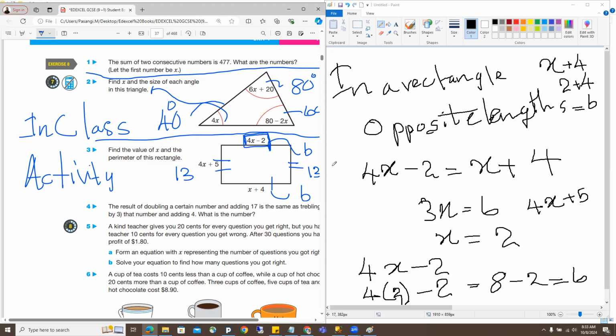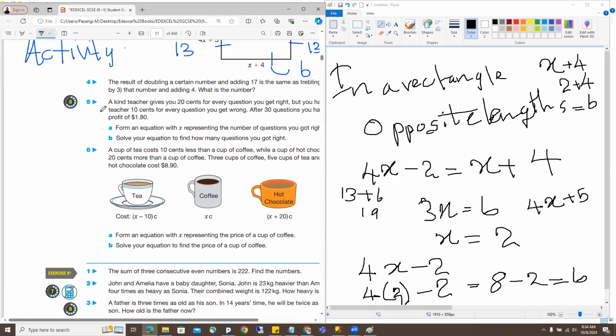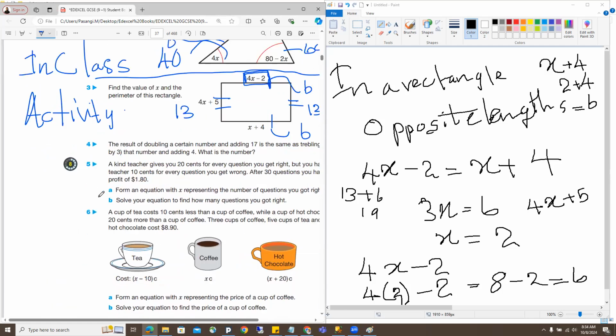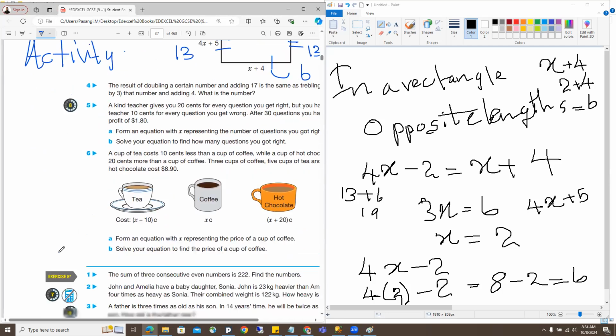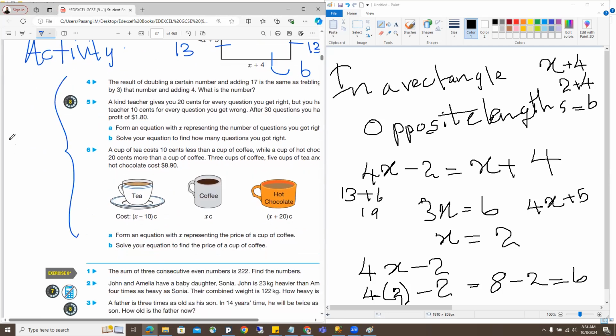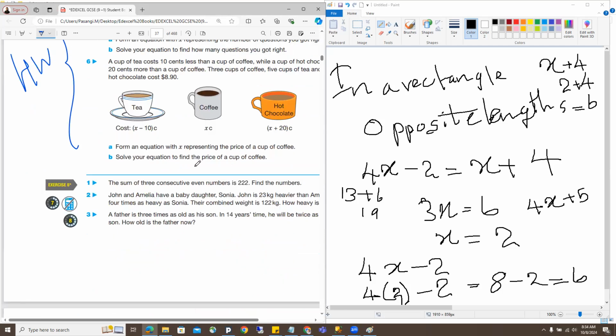Okay, done? What is the perimeter? Is it 38, right? Yeah, miss. 13 plus 6, that is 19. 19 plus 19, that is 38. Okay. So now you can do the fourth, fifth, and sixth questions as homework. These three as homework.